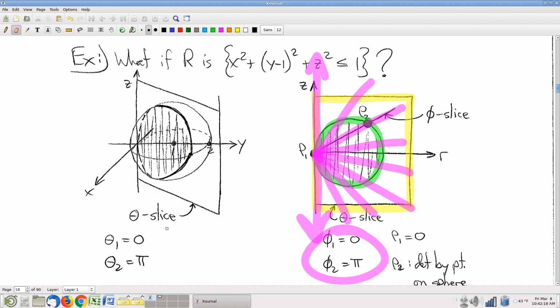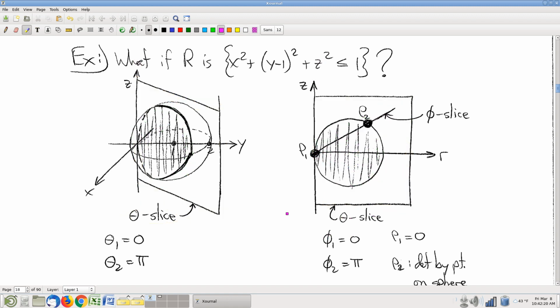Okay. Last question then, on a phi slice of your theta slice. Where does rho start? Where does rho end? Well, rho starts at that point. That's clearly the origin. Rho is clearly 0 there. Freebie. Right? Where does rho end? Well, rho ends at that point.